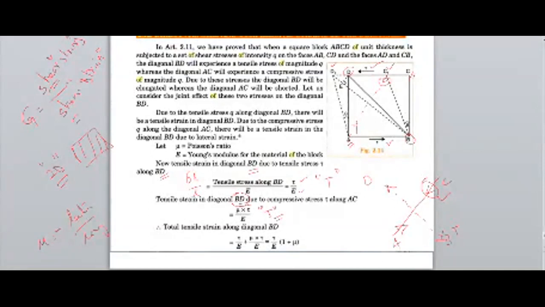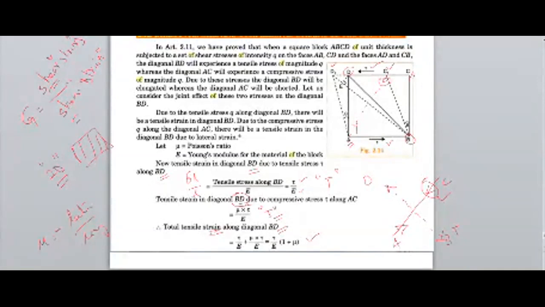Therefore, we need to add these. Both have a tendency to increase the length of BD, both are tensile, so I need to add them. We get the relationship tau by E into 1 plus mu. That is the strain along the diagonal BD.